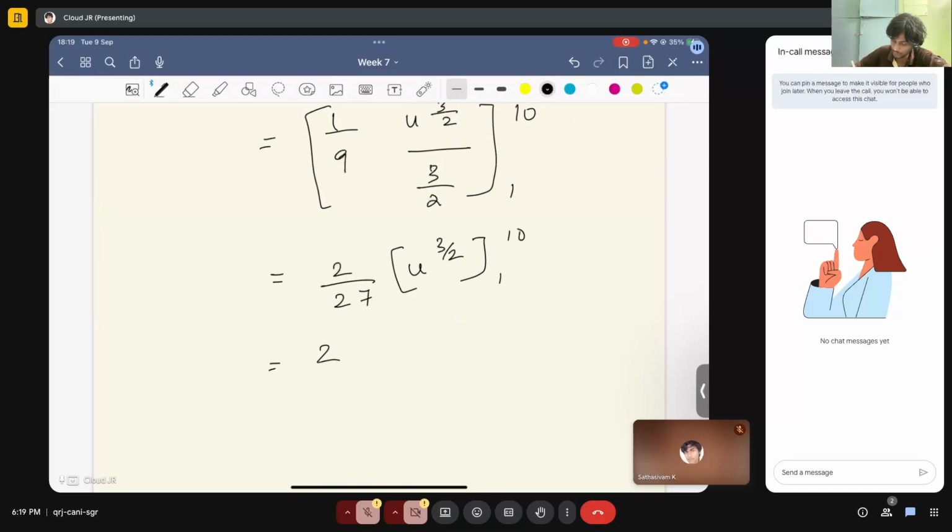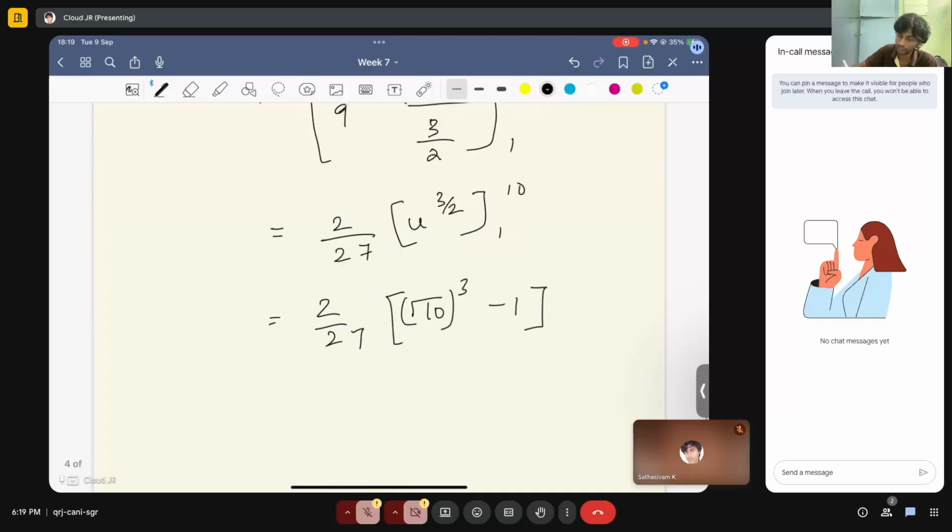So this will be 2/27 times (square root of 10 cubed, basically, minus 1). Okay, so this is the answer. If you want, you can compute it to the decimal places, but I will leave it here.